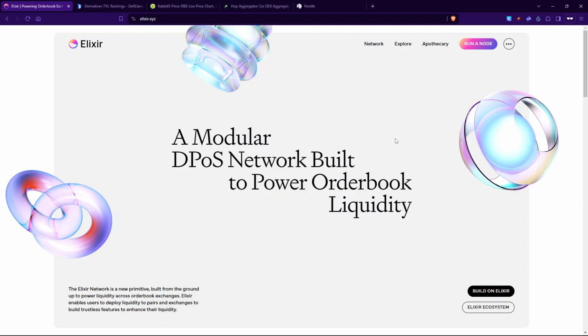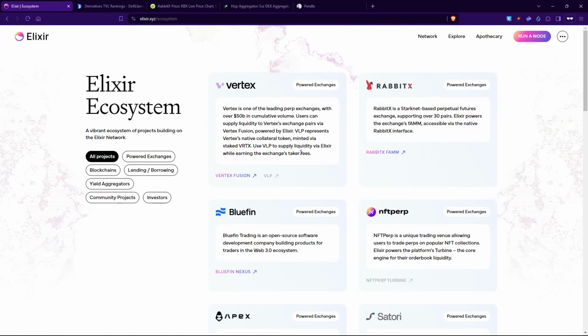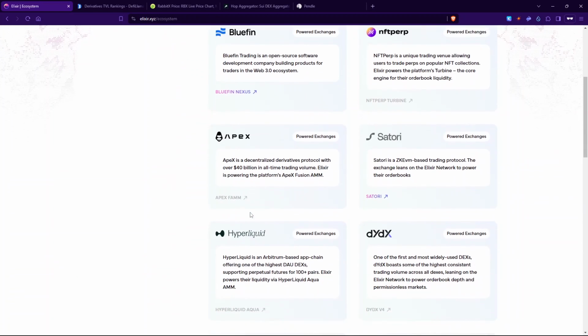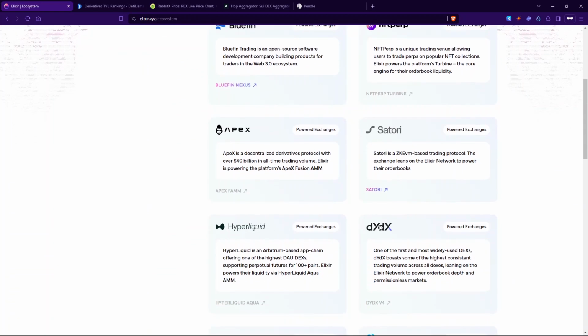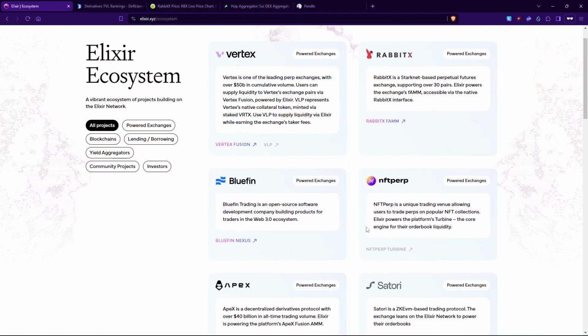So let's see what all exchanges are in the Elixir ecosystem. Right now Vertex, Rabbitex and Bluefin are supported by Elixir, meaning these pools are taking liquidity from Elixir. In future we can also see that Hyperliquid and DYDX are coming. These are pretty big names in terms of decentralized order book exchanges, and them taking support from Elixir increases the confidence in Elixir. So the exchanges who are taking help of Elixir are pretty good.